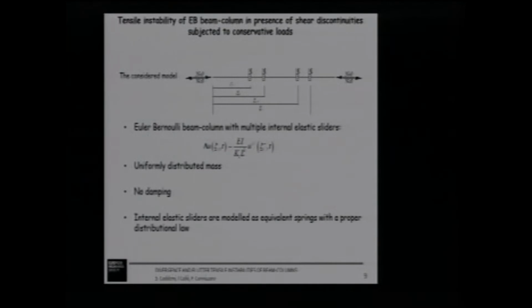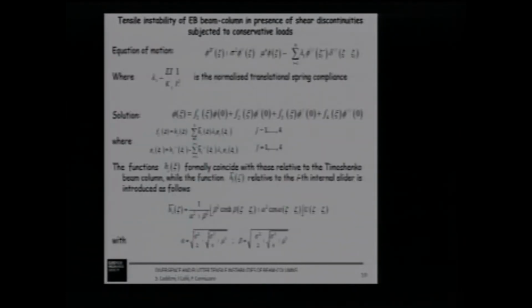Then we moved to the Euler-Bernoulli beam column in presence of multiple internal elastic sliders, which connect the shear force with the jump in the deflections. The mass is considered uniformly distributed and there is no damping. We treated the presence of multiple internal elastic sliders by means of a distributional theory. So the equation of motion has been modified in this way.